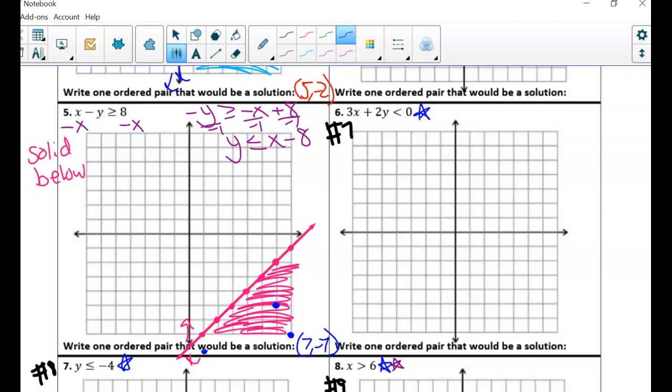Josh, what was your other one? I said 6, -6. Anyone else want to give a point that would be a solution?